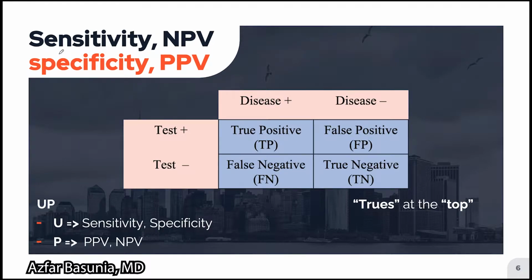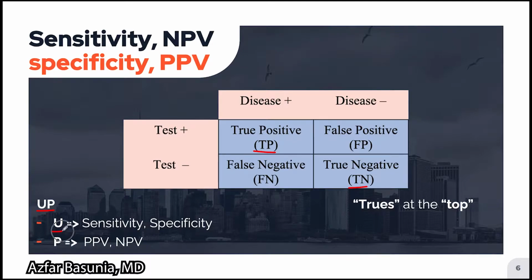The way I keep sensitivity, specificity, positive and negative predictive values straight in my head is by two mnemonics: truths at the top and U P. Truths at the top refers to the fact that either the true positive or the true negative is on the numerator for all four of these parameters. U P reminds me which of these truths goes on the numerator and which of the two values I have to add to get the denominator.